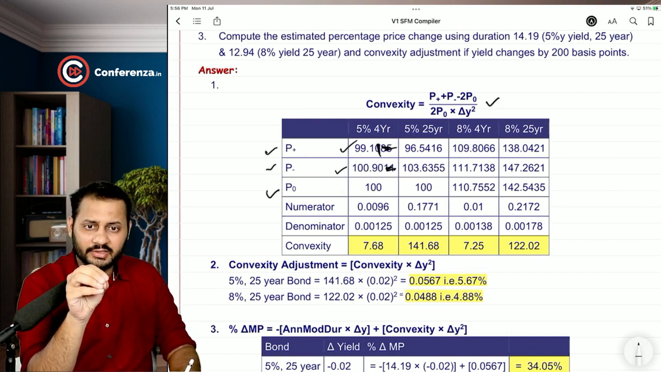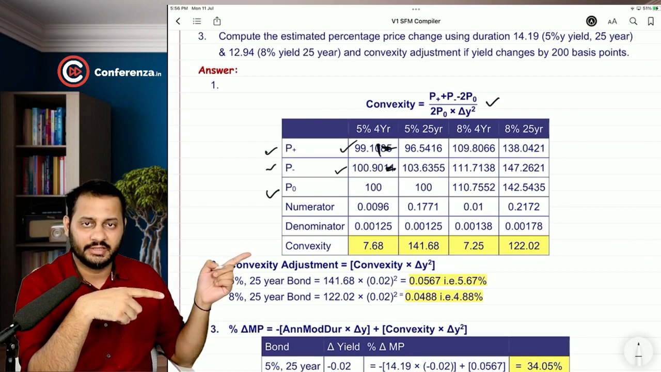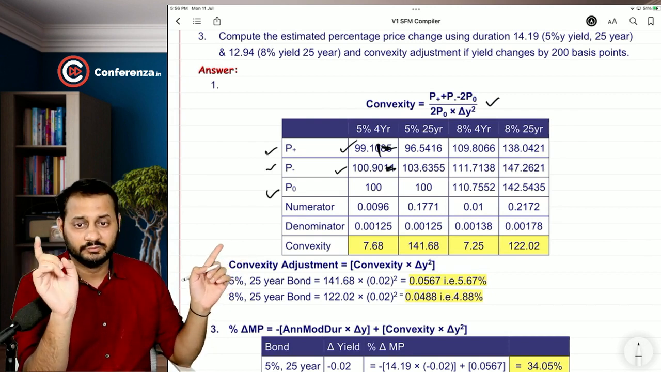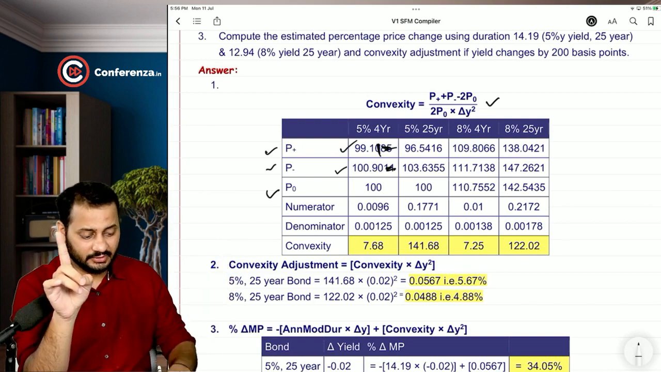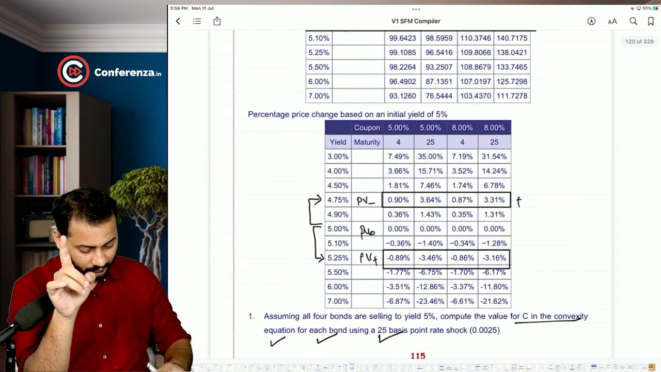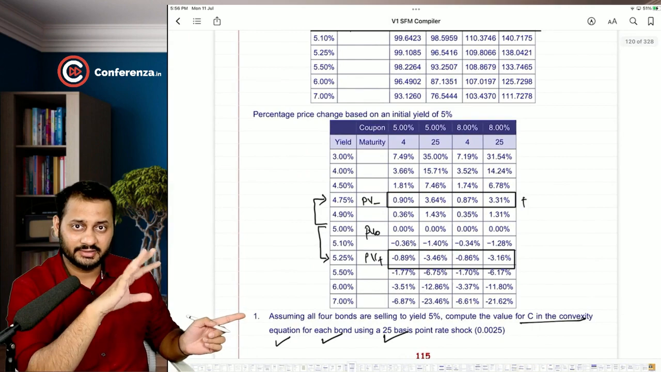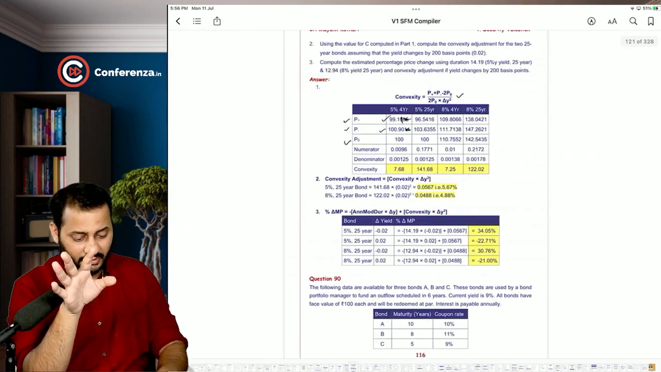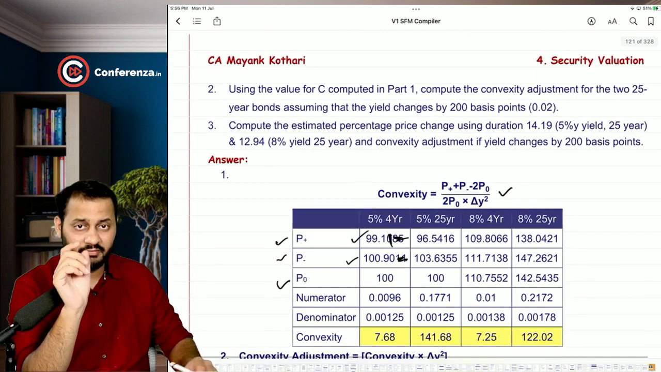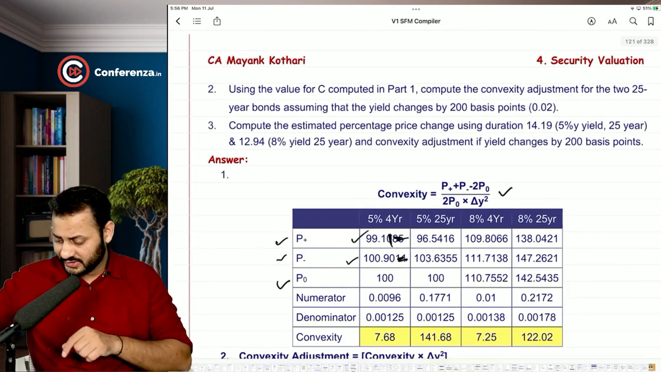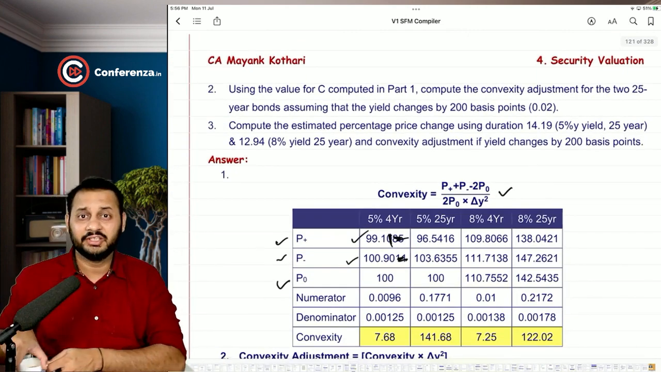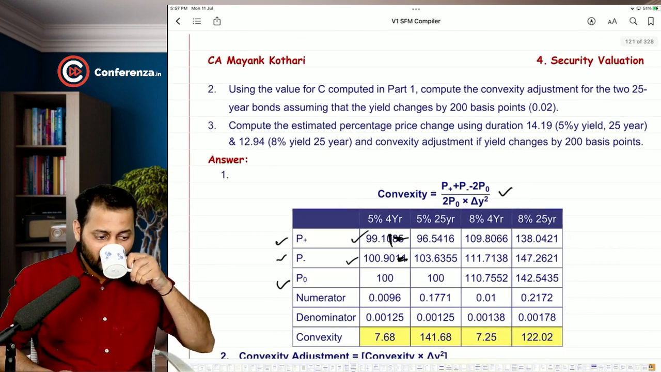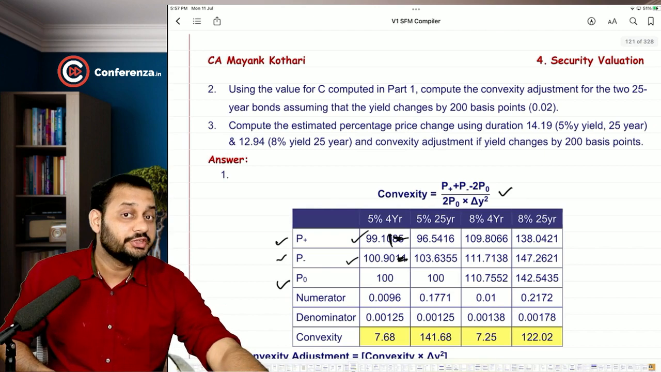Start putting them in this. You will get four convexity values. That's it. And this is just the first answer, the convexity. Right? Convexity. This is not the convexity adjustment. Convexity will give you the number only, and convexity adjustment will give you the percentage change required in the market price, the change in the market price.